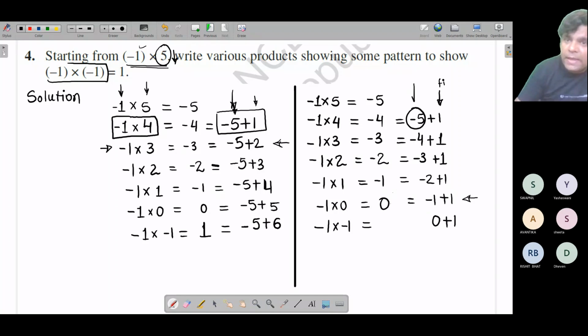Remember, you are moving in the right direction of the number line. Minus 5, minus 4, minus 3, minus 2, minus 1 and 0. Getting? Yes, sir. So this is your first pattern.